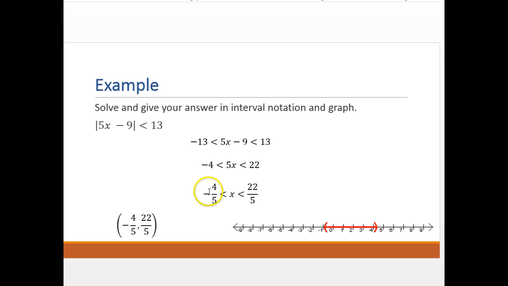These are my two endpoints of my interval. So my interval is from negative 4/5 to 22/5, open parentheses on both sides. Here's the corresponding graph of these. Notice the open interval is shown on the graph as well.